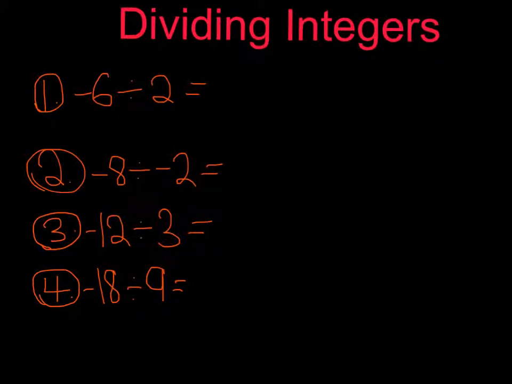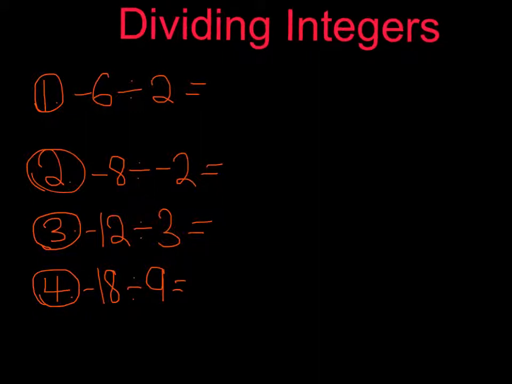Dividing integers is basically just like multiplying them. All the same rules apply, so a positive number divided by a negative number is going to be negative, two positives is obviously going to be positive, and two negatives is going to be positive. So that's basically all you need to know. I'll show you a few examples.